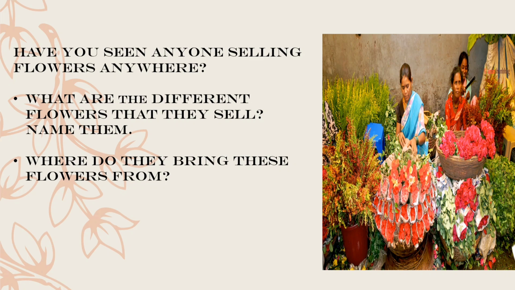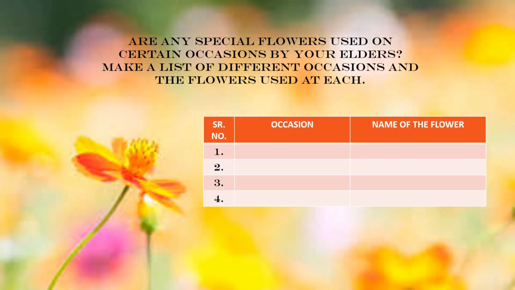Children, I have a small activity for you. The first activity. Have you seen anyone selling flowers anywhere? What are the different flowers that they sell? Name them. Where do they bring these flowers from? The second activity. Are any special flowers used on certain occasions by your elders? Make a list of different occasions and the flowers used at each. Here we have columns. In this table we need to mention the occasion, and in the next column we need to mention the name of the flower used for that particular occasion.